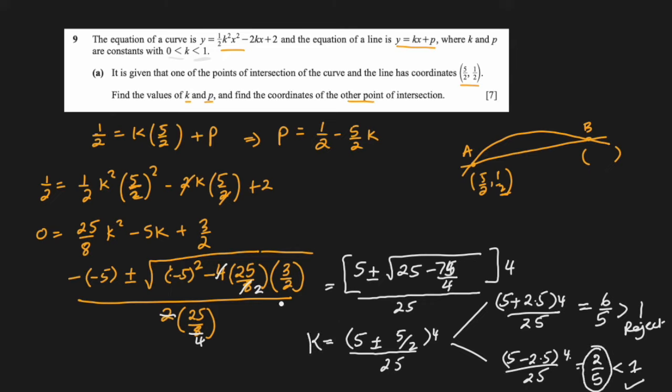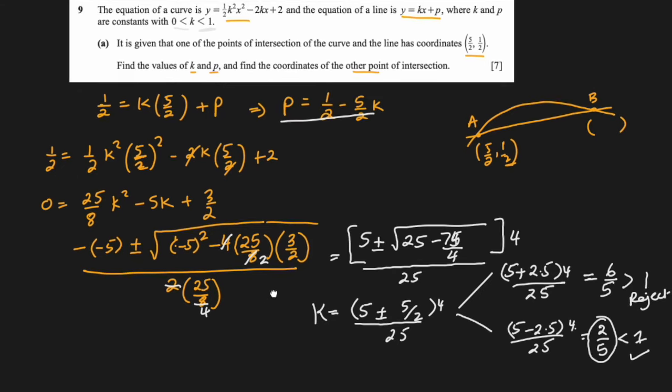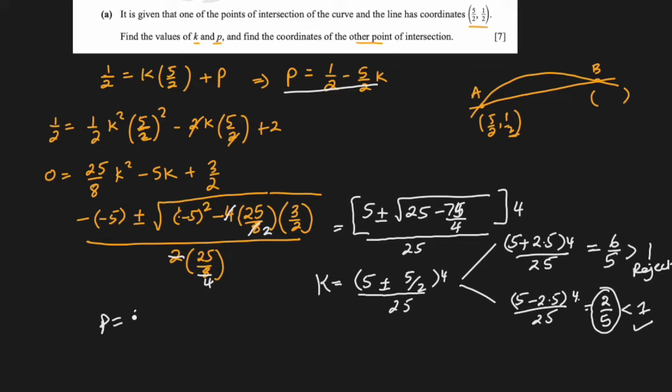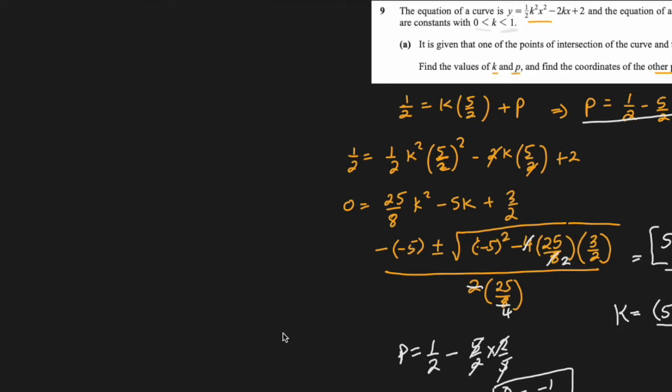That is k. Okay, now we have to use this to find p. So p is equal to half minus 5 over 2 times k, which is 2 over 5. So cancel, cancel, cancel, cancel. So p is half minus 1, which is minus half. So we got p as well as k. So we know the values of p and k now. We can find the second point of intersection. So one of them was 5 over 2 and half. The second we had to find out, right?